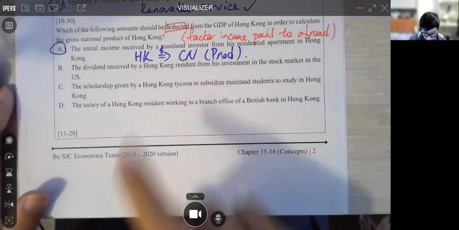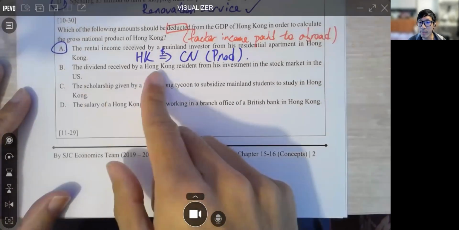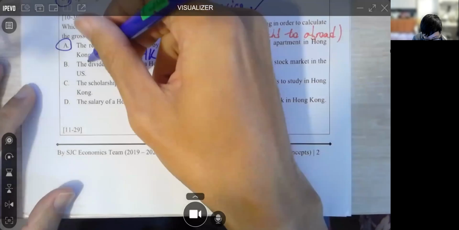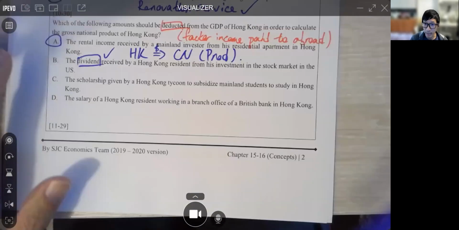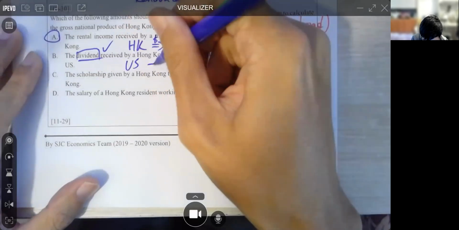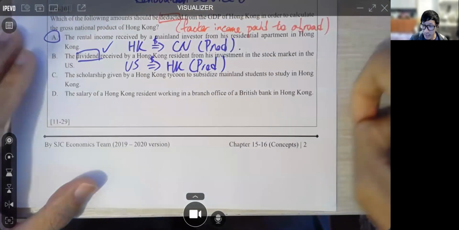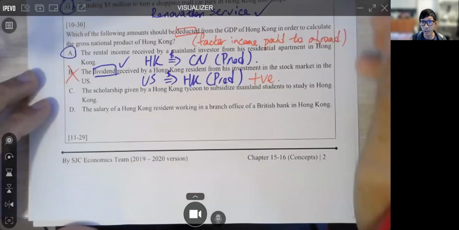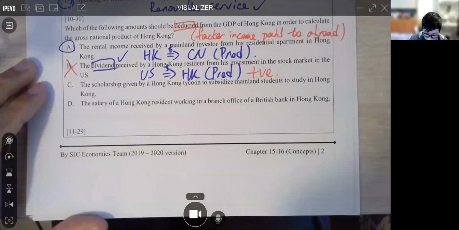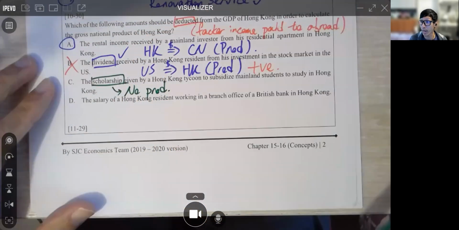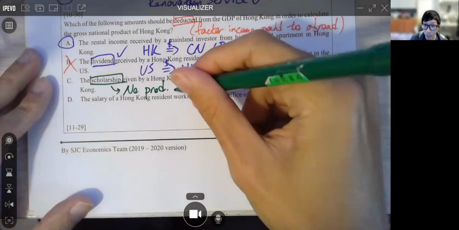to calculate GNP. Let's look at B, C, D. Dividend received by a Hong Kong resident from his investment in the stock market. Remember, a dividend is production. Who is paying money to whom? Now the US is paying money to Hong Kong for production. This should be a positive item. Therefore, B is not deducted. It should be added.